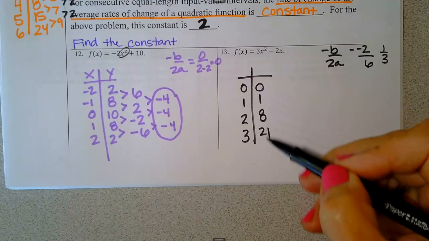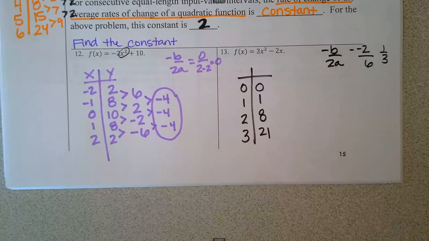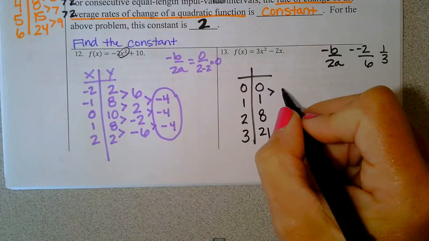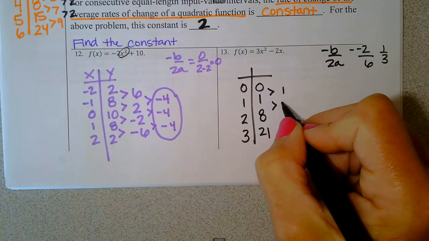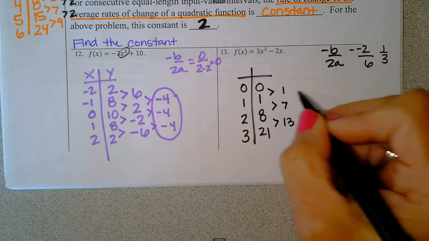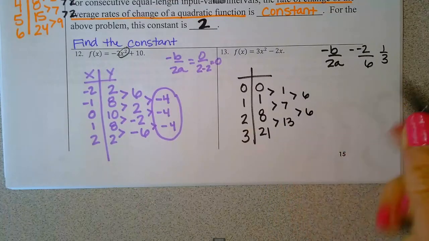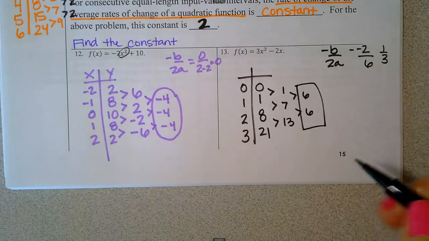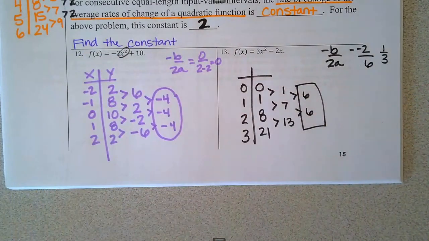So those are my slopes. So a slope of 0, then it's going to go to a slope of 1, a slope of 8, and a slope of 21. So this is going up 1, up 7, up 13. So then 6 and 6. So my slope is going up. So that probably means it's concave up. Nice.